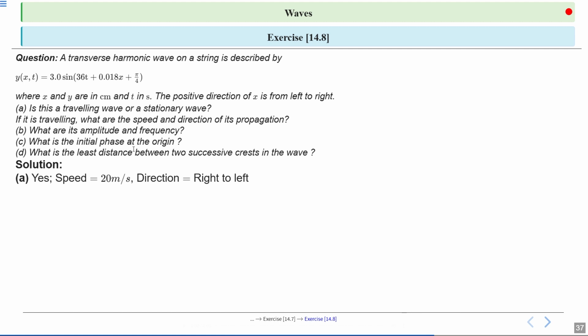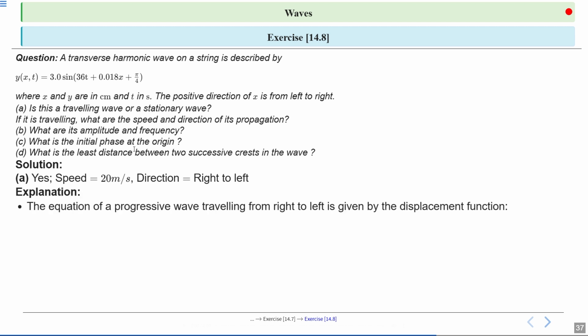For part A, yes. The given wave is a traveling wave moving with speed 20 meter per second in the direction right to left. Let's see the explanation. The equation of a progressive wave traveling from right to left is given by the displacement function y of x,t equal to a sine (omega t plus kx plus phi). Here omega is the angular frequency, k is the wave number, phi is the phase constant. This wave is moving in the negative x direction if the phase is omega t plus kx.